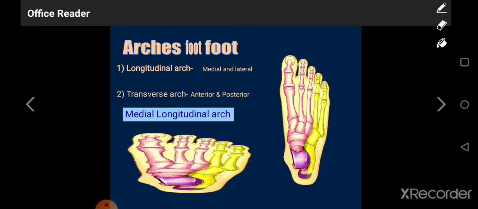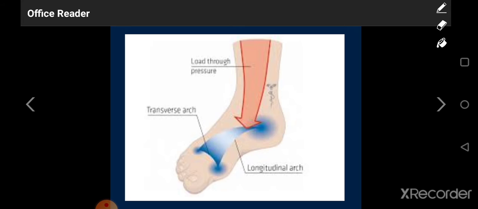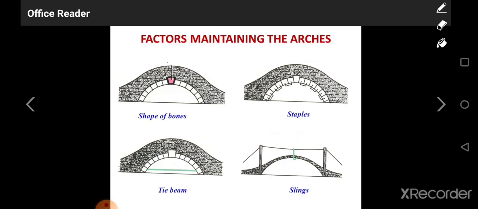Now we have two arches, that is the longitudinal arch, which is divided into medial and lateral longitudinal arches. Then the transverse arch, which is divided again into anterior and posterior arches. The diagram is showing the anterior and the posterior arches as well as the longitudinal arches.